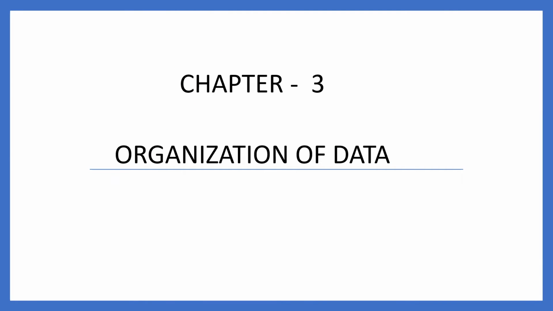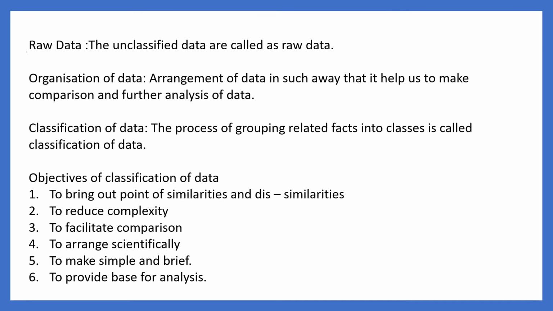Now let us discuss Chapter 3, Organization of Data. What do you mean by raw data? Whatever data you collect, if we keep it as it is, then it is called unclassified data. So unclassified data are called raw data.